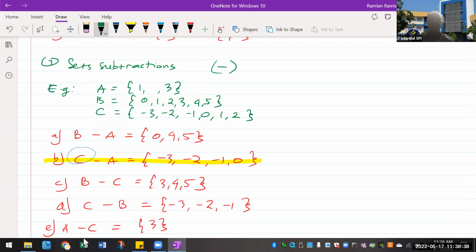Oke, saya mau ke Tristan. Tristan, dari set A sama set C, mana yang sama? 0. Hah? 0. Kok 0? Emang di A ada 0 nggak?